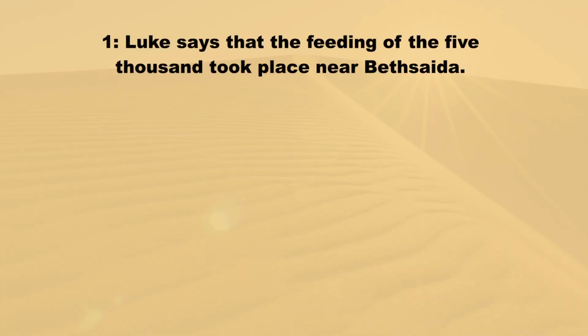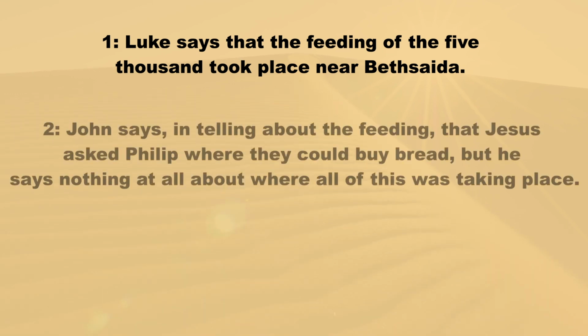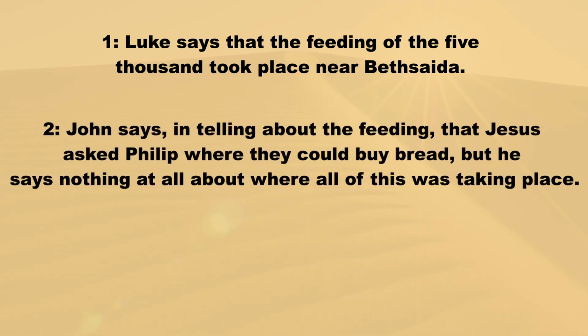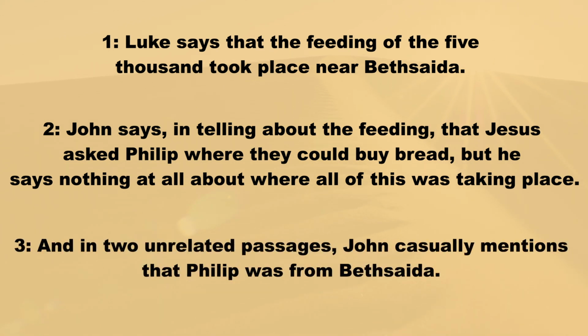Now take a second and get a bird's eye view to see how this all fits together. Luke says that the feeding of the 5,000 took place near Bethsaida. John says, in telling about the feeding, that Jesus asked Philip where they could buy bread, but he says nothing at all about where all of this was taking place. And in two unrelated passages, John casually mentions that Philip was from Bethsaida.